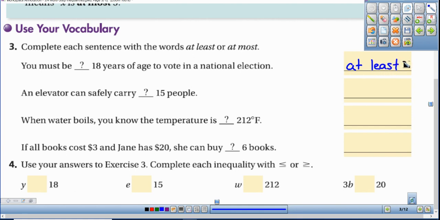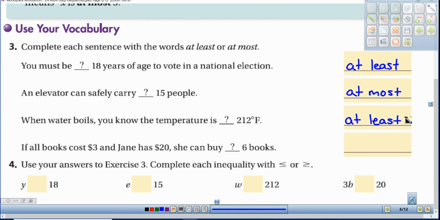An elevator can safely carry at least or at most 15 people. That would be at most. It would be kind of weird if you had to have at least 15 people to go on the elevator. When water boils, you know the temperature is at most or at least 212 degrees. That is at least. It's got to be 212 or hotter.